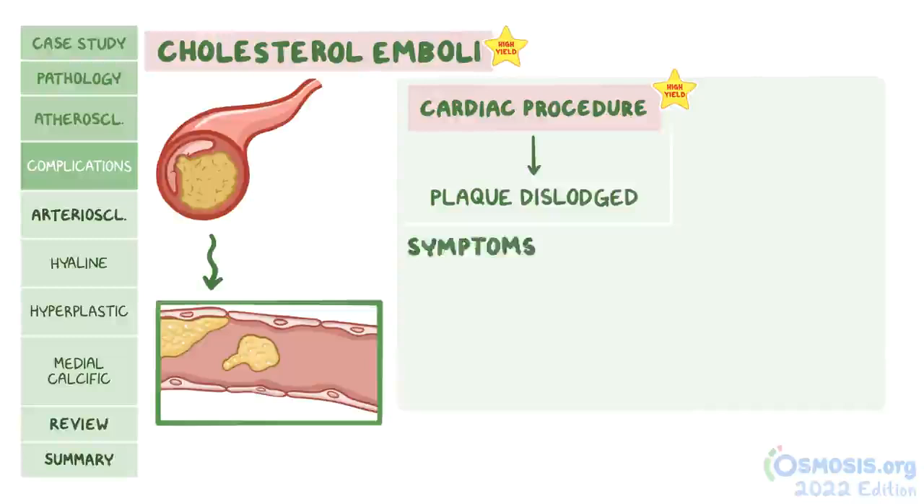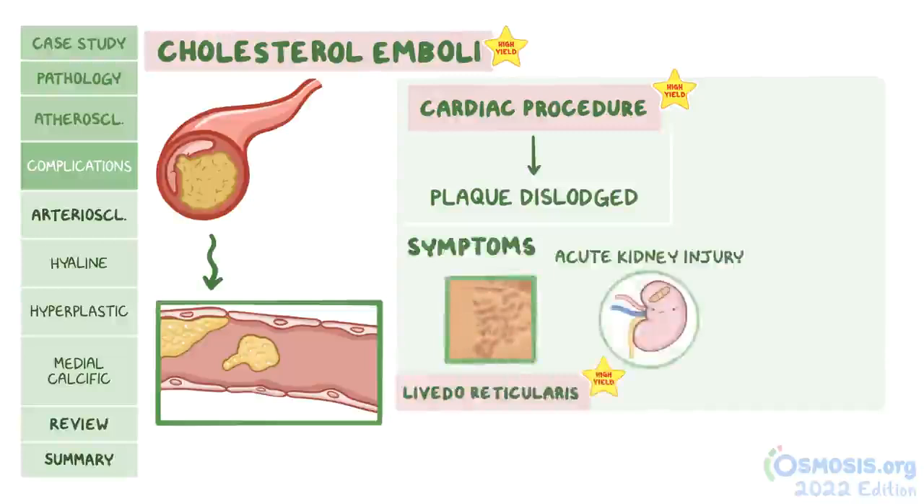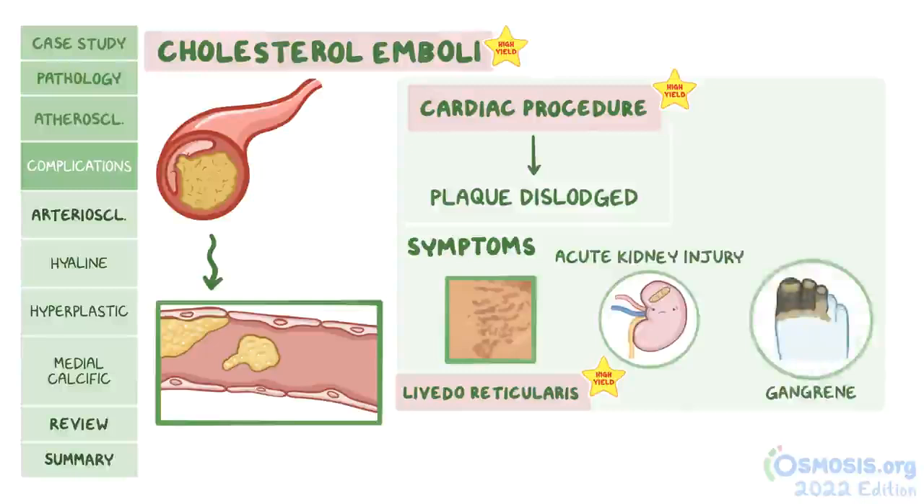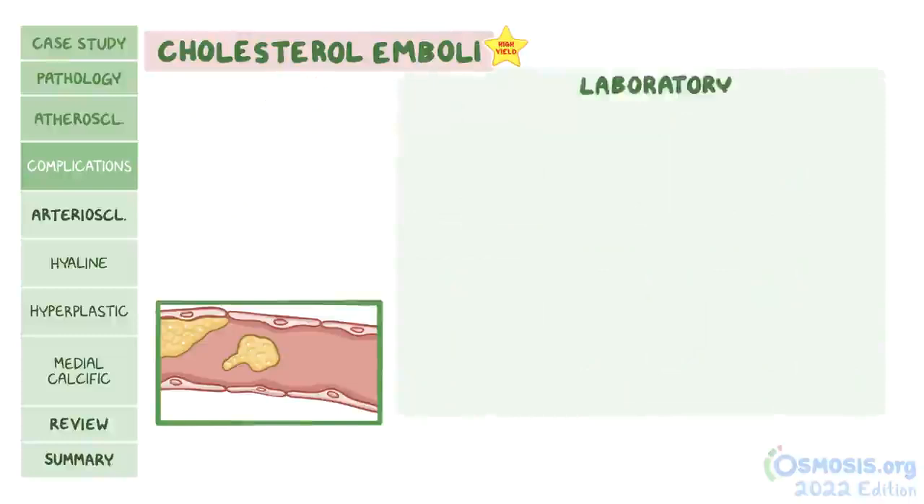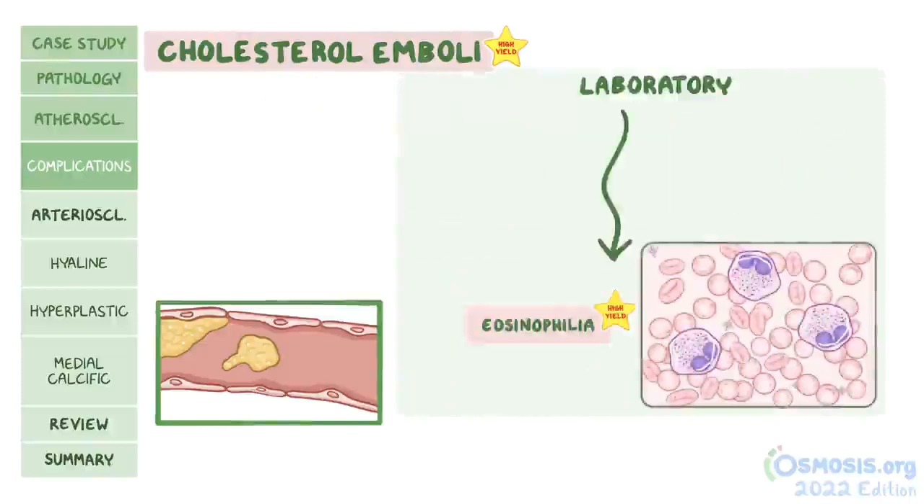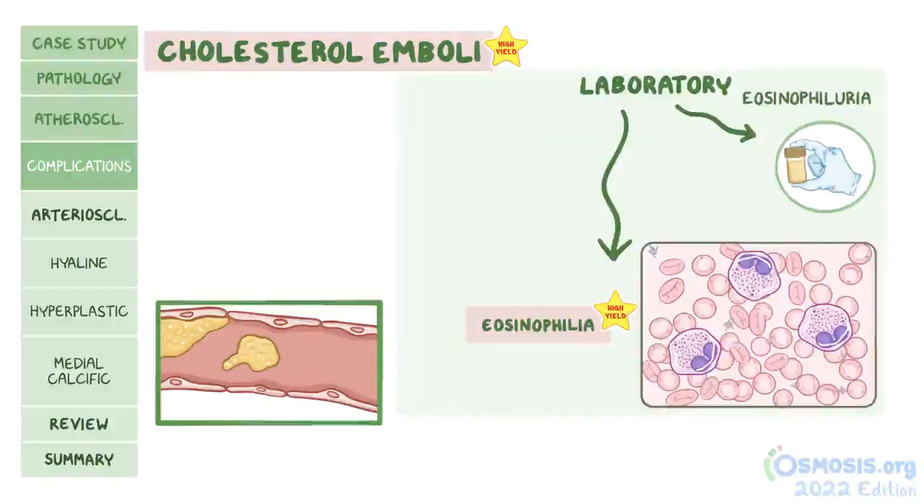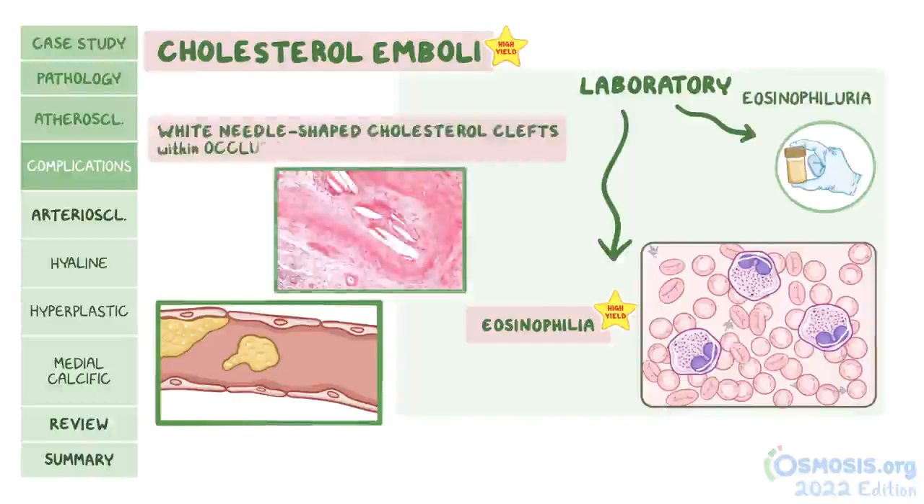Symptoms depend on where the embolus ends up and include a web-like purplish rash called livedo reticularis, acute kidney injury, or even gangrene formation at the extremities. Retinal emboli can be visualized on fundoscopy and are called Hollenhorst plaques. A good clue is that laboratory investigations, interestingly, show eosinophilia, and urinalysis shows eosinophiluria. Microscopically, cholesterol emboli are characterized by white needle-shaped cholesterol clefts within the occluded vessel lumen.